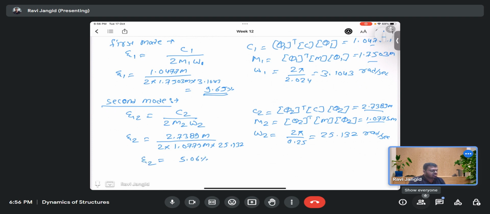So you can observe that my damping in the first mode is nearly 10%. Due to some little effect from the structure, it reduces to 9.65%. Okay, and in contrast, due to high damping from the isolation, my second mode damping has changed. The second mode is the superstructure mode, so that changed from 2% to 5%. Okay.